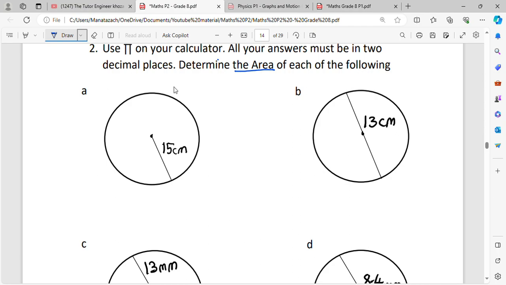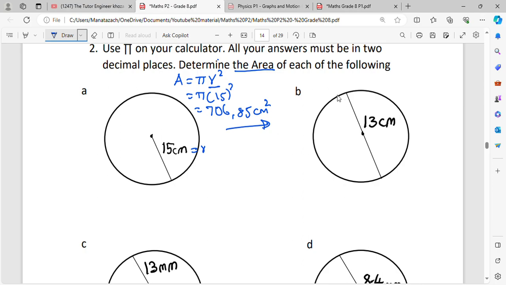So the area of the circle, you must remember that it's pi r squared, where r is the radius. For question A, our radius is 15 centimeters. So our area is going to be pi times 15 squared, which will give us 706.85 squared centimeters.